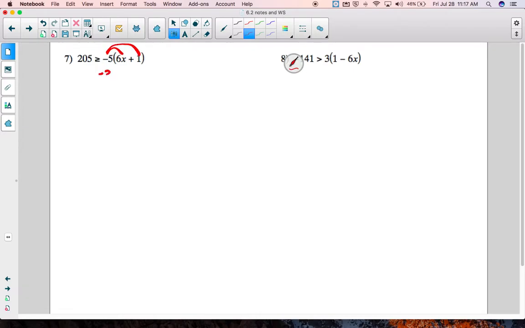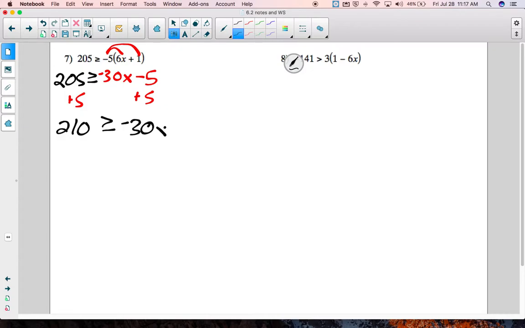So we get negative 30x plus negative 5 or minus 5. Either way, this becomes a negative value. And then we just copy down what else we have. We've got 205 is greater than or equal to. We bring down that inequality. So now we undo some things. So now we add 5 and add 5 to undo subtracting 5. So we get 210 is greater than or equal to negative 30x.